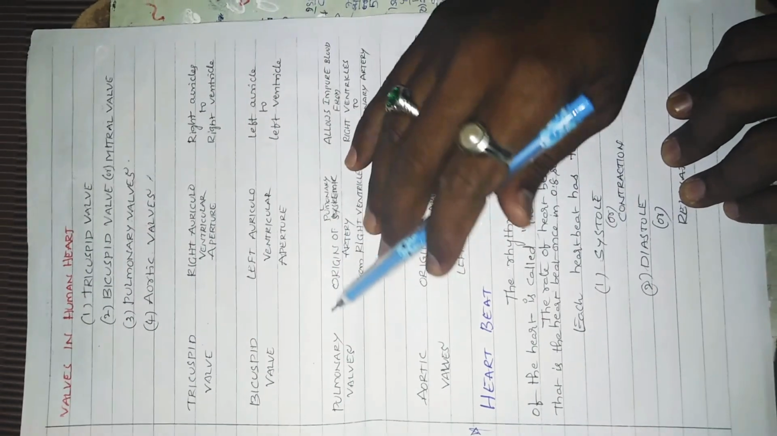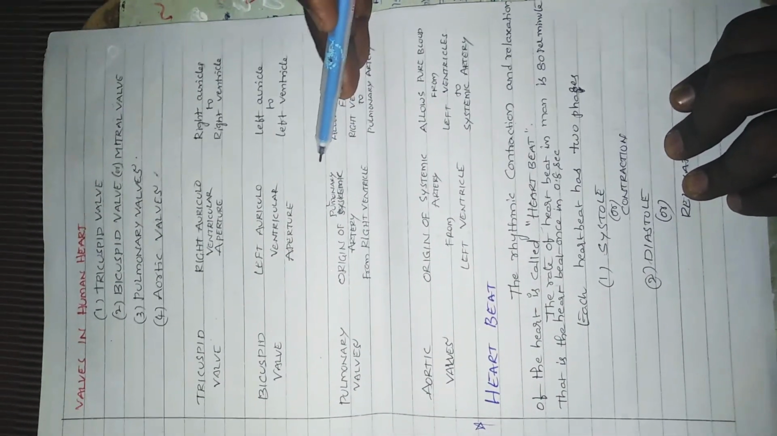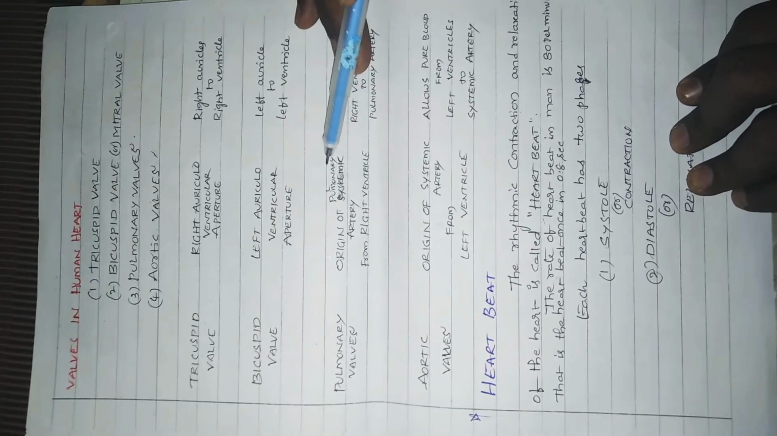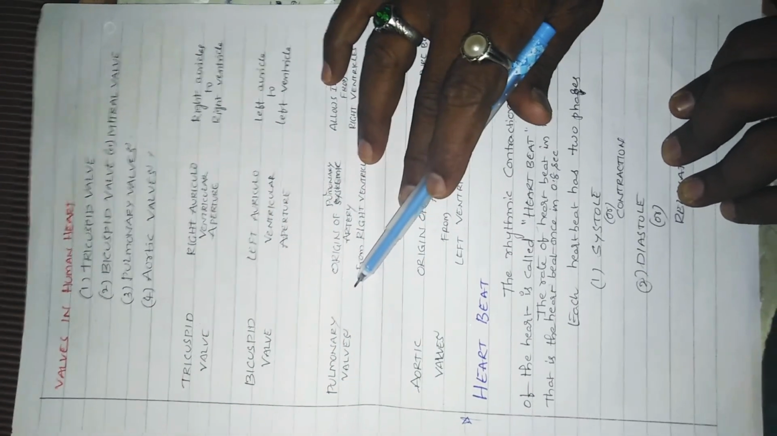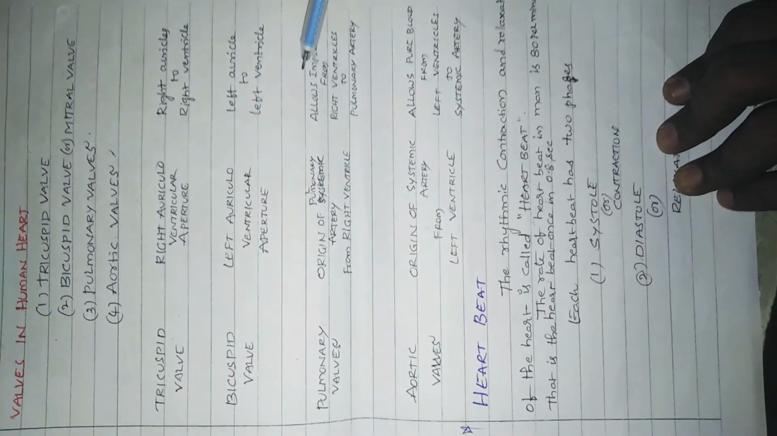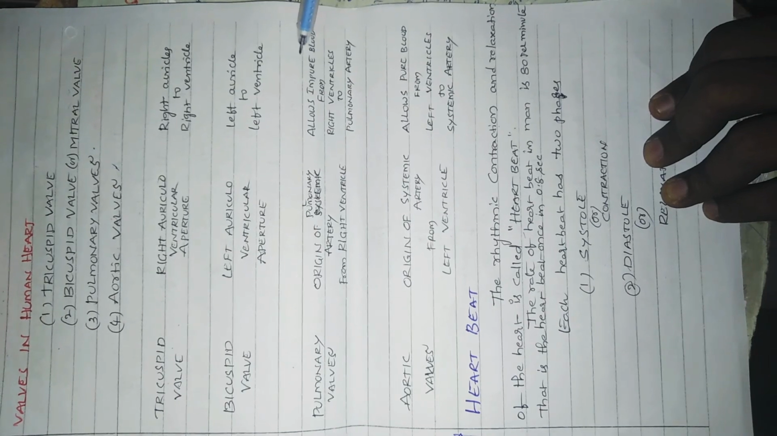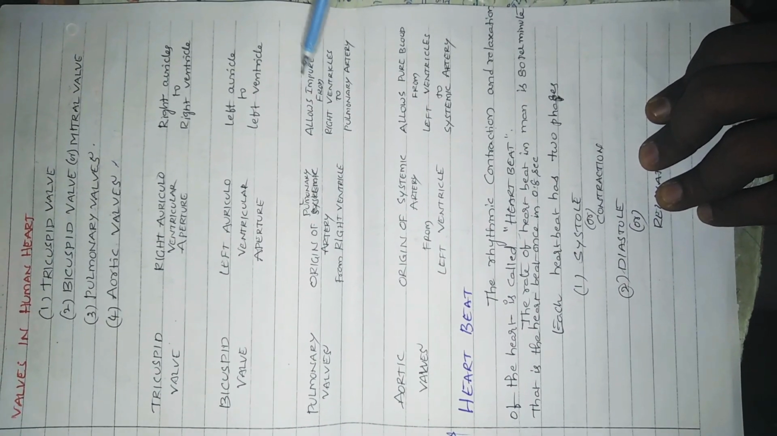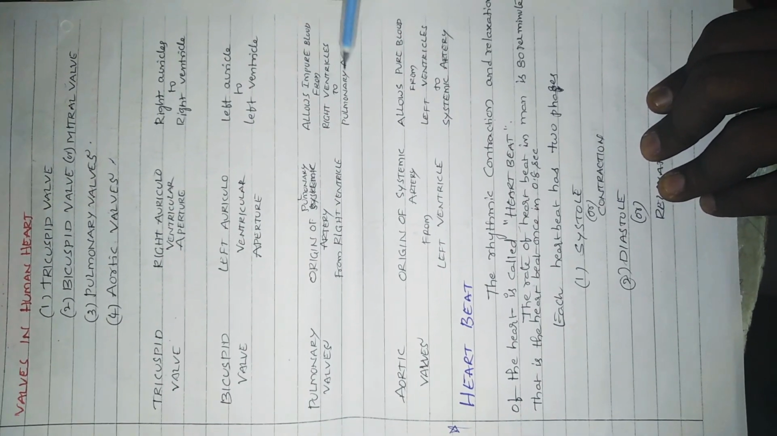Like that, the pulmonary valves. The pulmonary artery originates from the right ventricle. The origin of the pulmonary artery from the right ventricle is guarded by three semilunar valves called the pulmonary valves, which allow impure, deoxygenated blood from the right ventricle into the pulmonary artery.